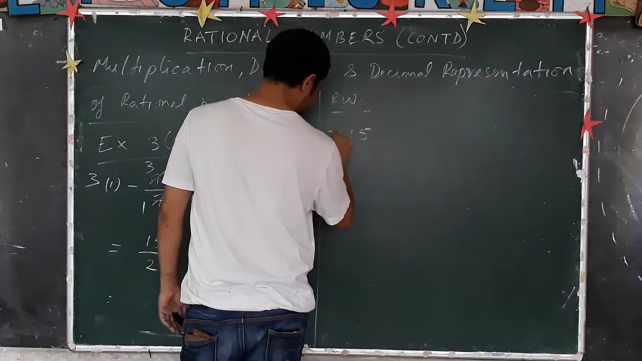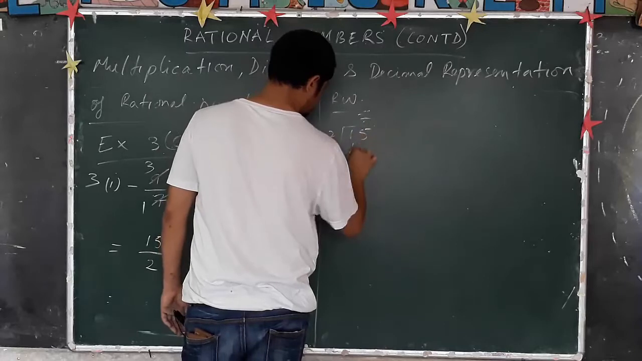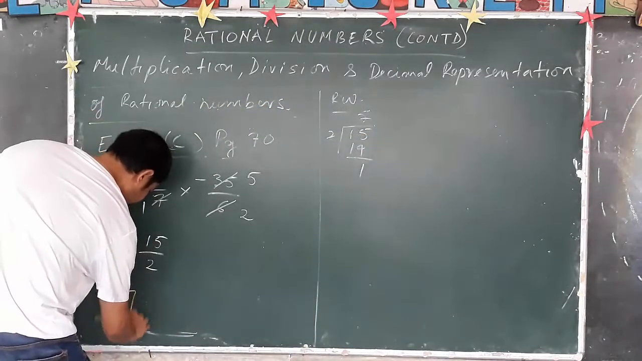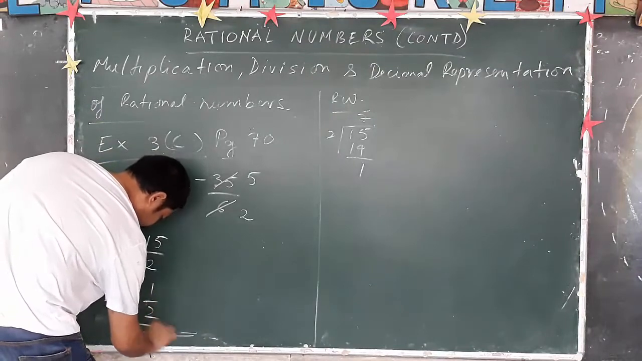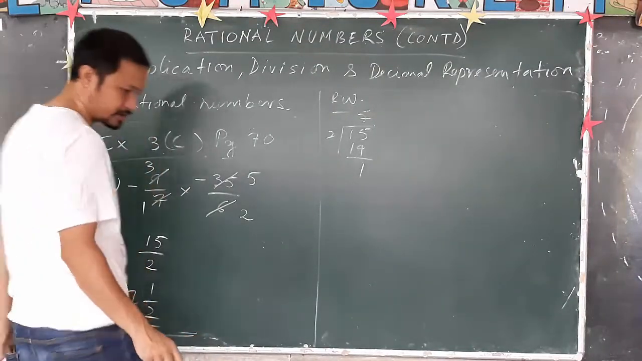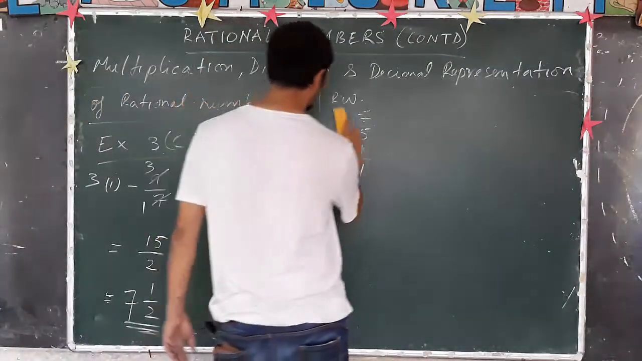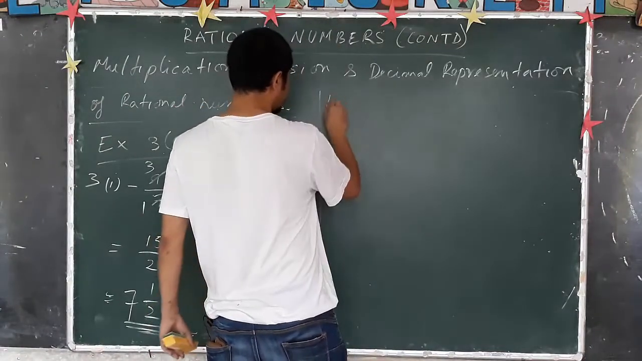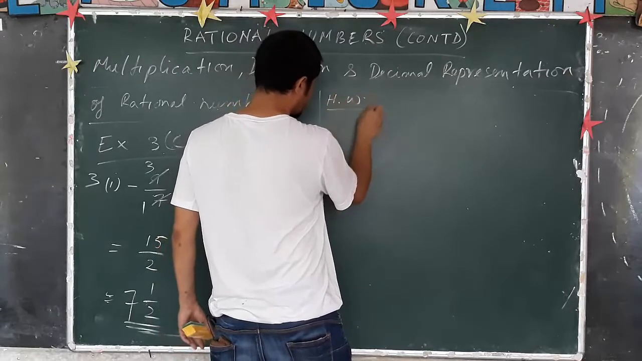15 divided by 2 is... 2 7s are 14, remainder is 1, so this will be 7 whole 1 by 2. Okay, very simple, nothing much to worry about. Sums are pretty easy, these are very basic.